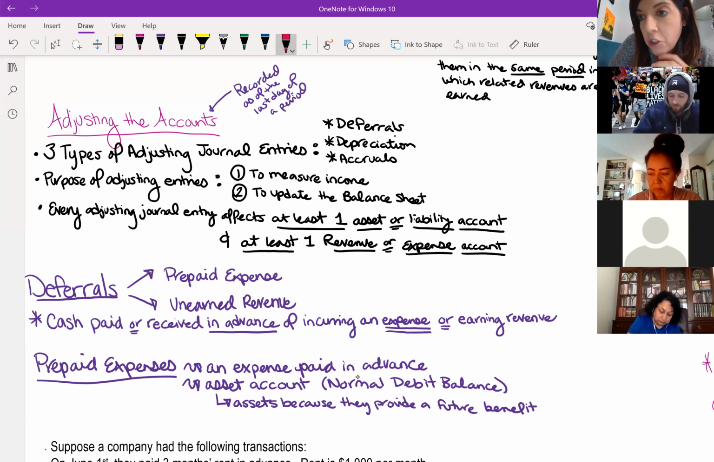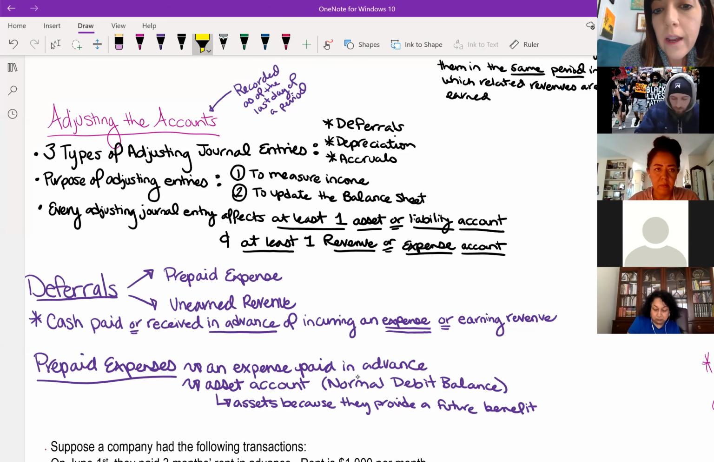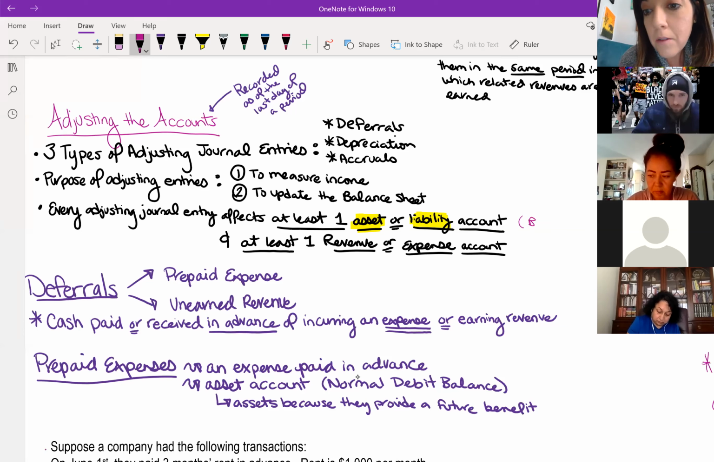Every adjusting entry, this is important to reflect on. Every adjusting entry affects at least one asset or one liability account. So there's my balance sheet being updated. And at least one revenue or expense account. There's my income statement being updated.